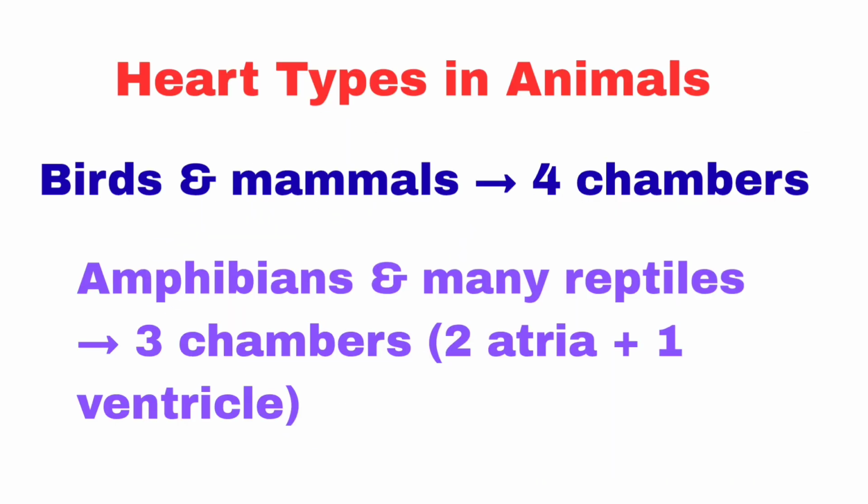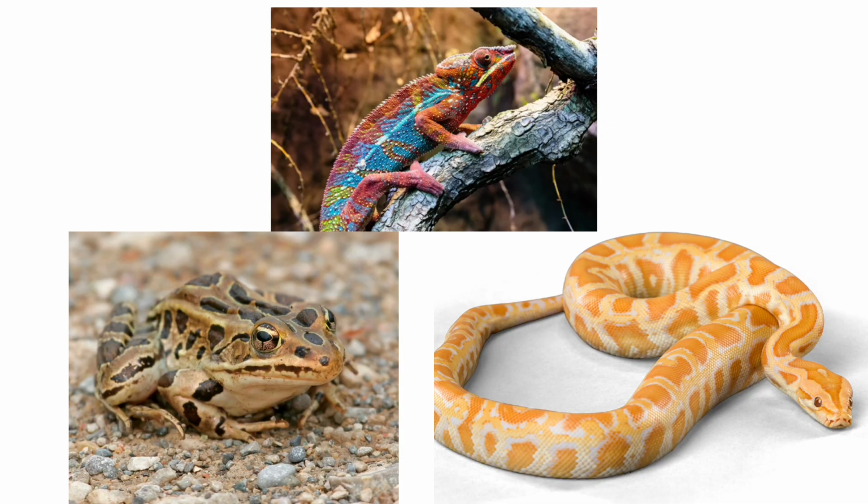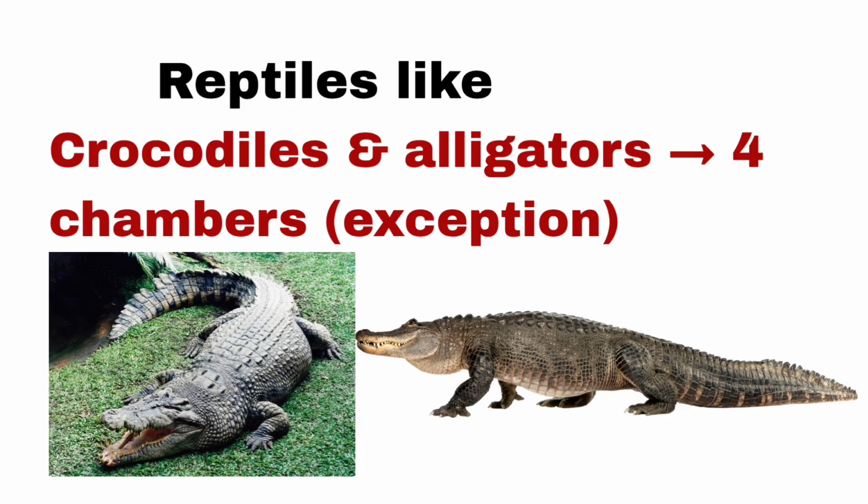Now, in animals that do not use energy to maintain a constant body temperature, the body temperature simply depends on the environment. For example, amphibians and many reptiles have a three-chambered heart, that means two atria and one ventricle. Because of this, there is some mixing of oxygenated and deoxygenated blood streams. But not all reptiles have a three-chambered heart. Reptiles like crocodiles and alligators, they actually have a four-chambered heart, just like birds and mammals.